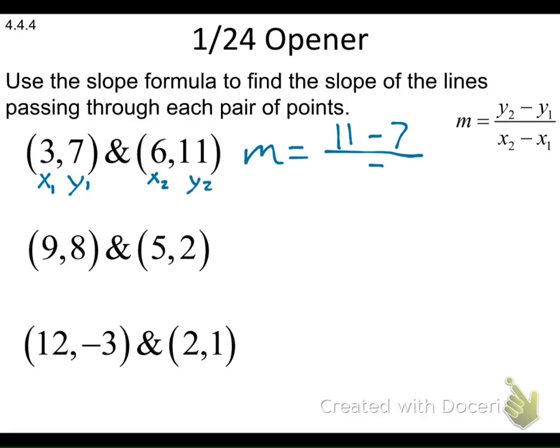And then what goes on the bottom? 6. Perfect. And we don't have any of that tough stuff with the negatives beside the minus signs. So it's an easy subtraction problem, right? What's 11 minus 7? 4, thank you. And 6 minus 3? So our slope is 4 over 3. All right, that's it. Who wants to help me with the next one?